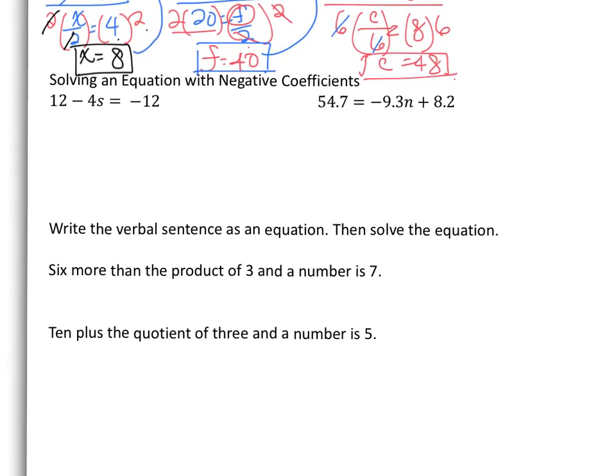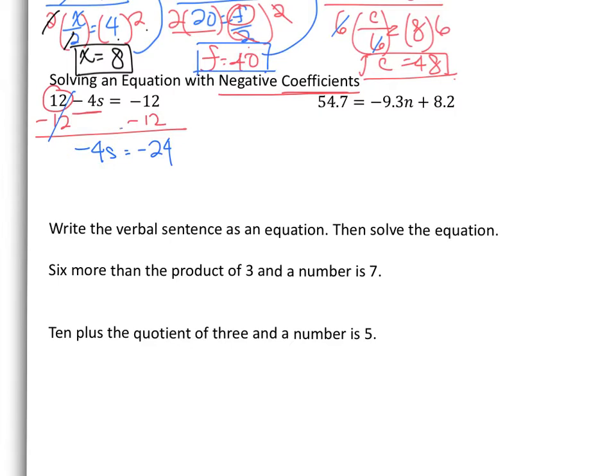Okay, let's look at some equations that involve negative coefficients. Remember, coefficient means a term that has a number with a variable. Okay, so again, we need to deal with the constant positive 12. Take the opposite of that, -12. Cancel out. Bring down negative 4x, negative 12 gives me negative 24.